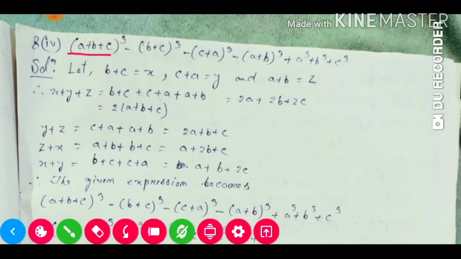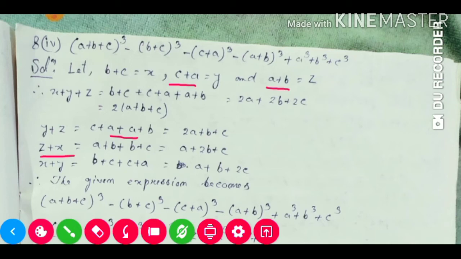Now see, what will the x plus y plus z value be? We'll add this one, b plus c, c plus a, and a plus b. So here two times a are there, two times b also, c also two times. So 2a, 2b, 2c. So we are able to take 2 as common. So it will be 2 into a plus b plus c. Now our y plus z. So y value is equal to c plus a, and z value is equal to a plus b. So we'll add this one, so it will be a two times, so 2a plus b plus c.